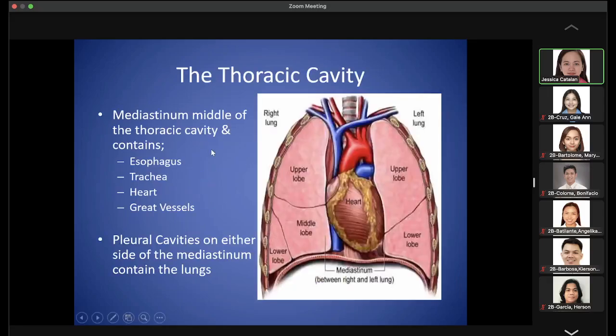Thoracic cavity. The mediastinum is the middle of the thoracic cavity, which contains the esophagus, the trachea, the heart, and the great vessels. So this is it, in the middle. As you can see, it is a large potential space. When you say it's a large potential space, it's big, so that if there is a mass there, it should be big enough to compress the structures. Otherwise, if it is very small, the patient may really not feel any symptoms.